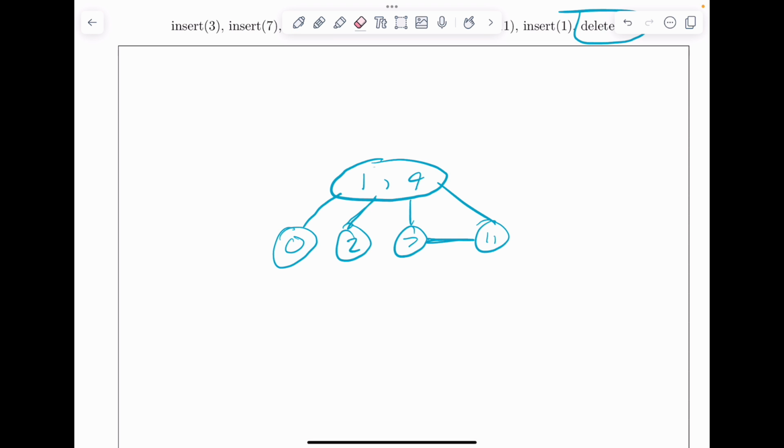Are you supposed to do like the leftmost one or the middle one? I don't think it truly matters. I'm just going to do the left one because that's what I have in my solutions.